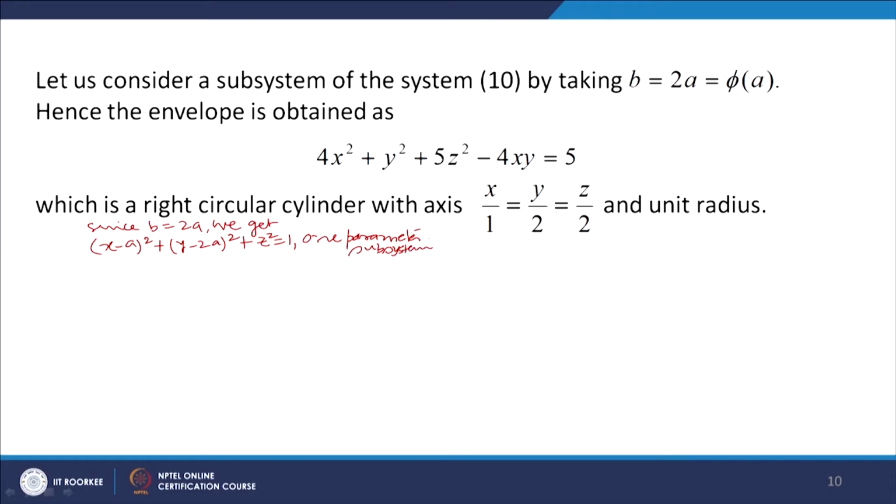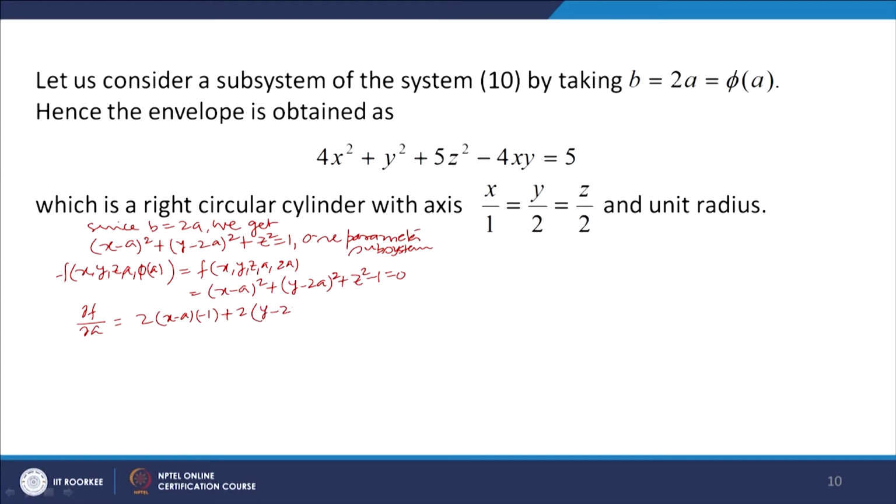Now, in order to obtain its envelope, let us put f(x, y, z, a, phi(a)), where phi(a) is 2a here, equal to x minus a whole square plus y minus 2a whole square plus z square minus 1 equal to 0. Now, let us differentiate it with respect to a. So, we get 2 times x minus a into minus 1, plus 2 times y minus 2a into minus 2, equal to 0.